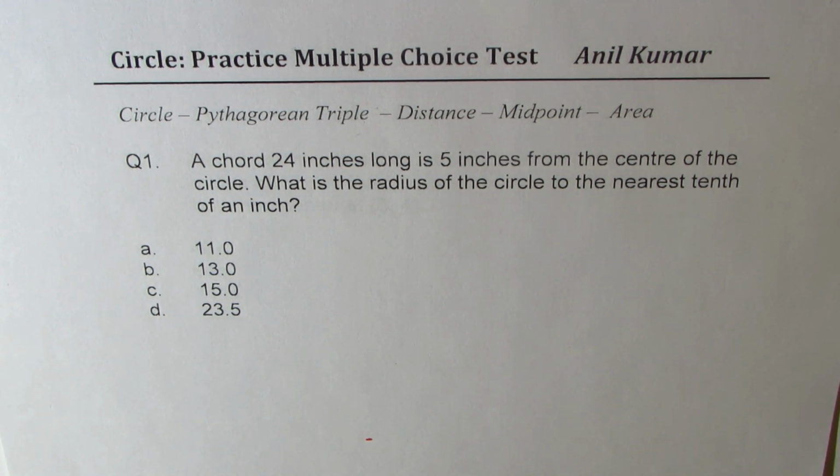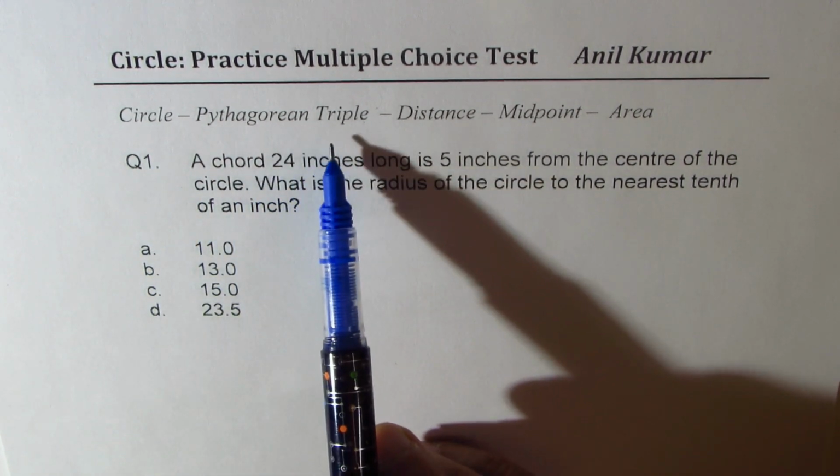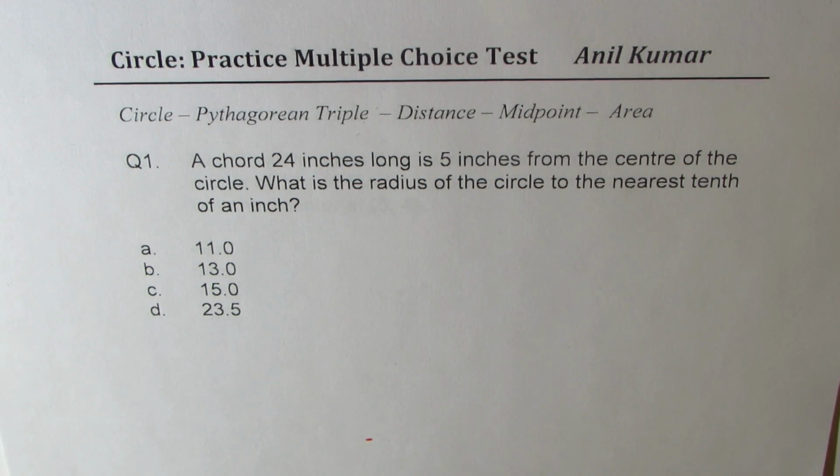So now we'll talk about circle related with Pythagorean triple, distance, midpoint and area. Based on this, I have 4 questions for you. Question number 1. A chord 24 inches long is 5 inches from the center of the circle. What is the radius of the circle to the nearest tenth of an inch?